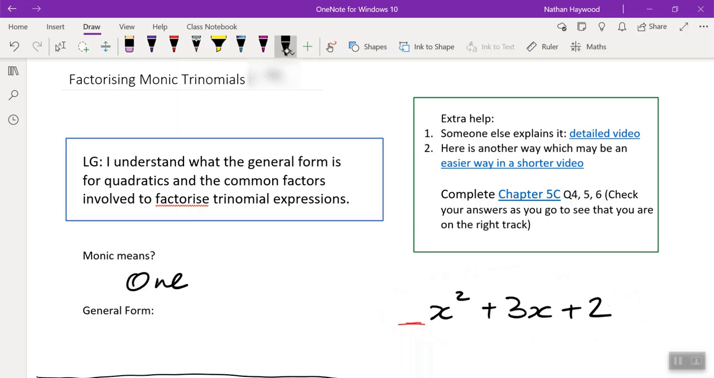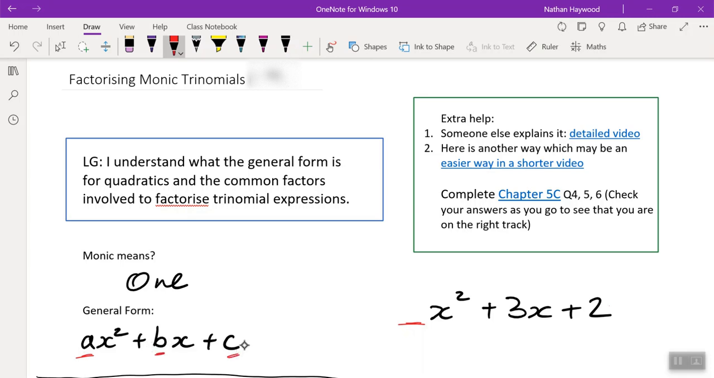The general form, which is a form that describes all trinomials, looks like this. Ax squared plus bx plus c. The a is the coefficient for x squared, the b is the coefficient for x, and the c, when there's no x, what's that called? What's the special? Very good. The math word for that is a constant. Okay? So you've got two coefficients and a constant.